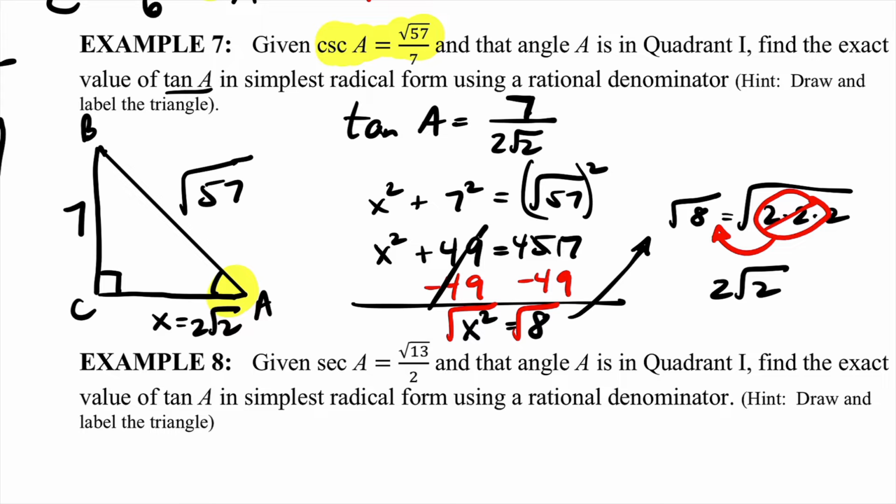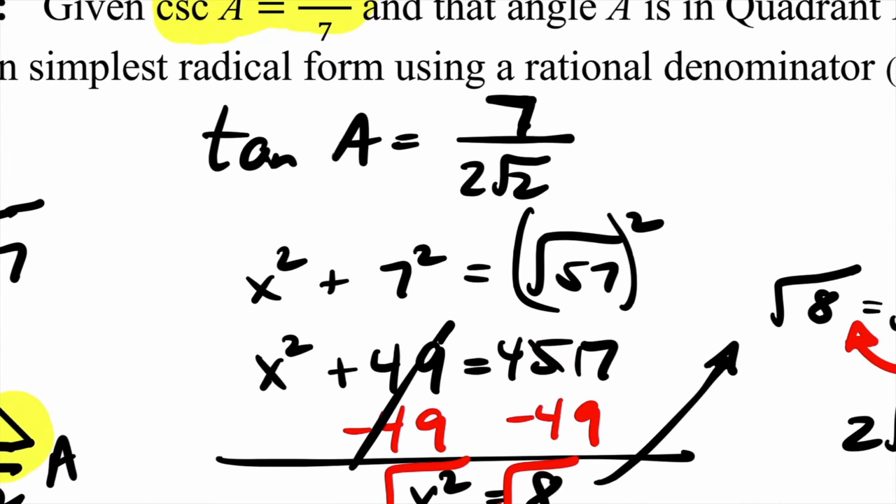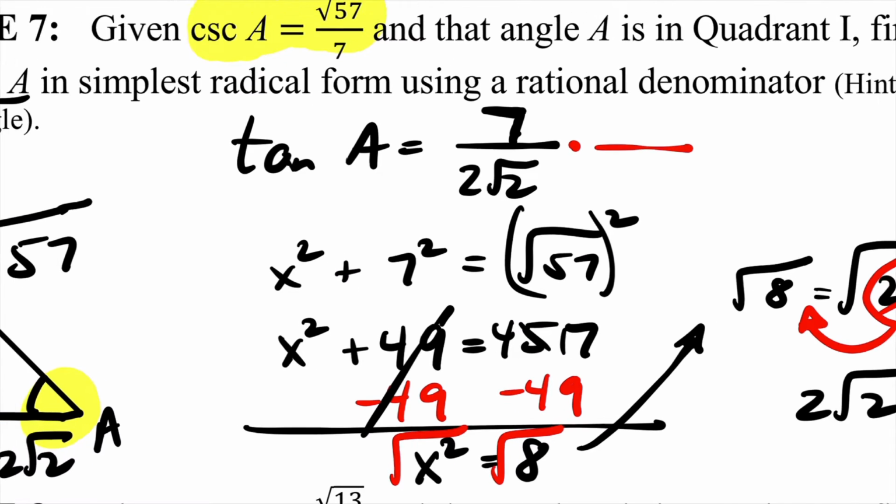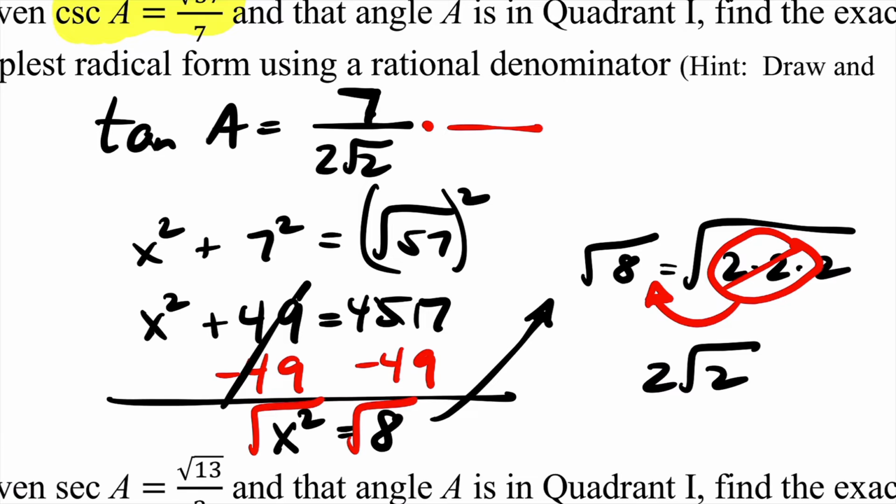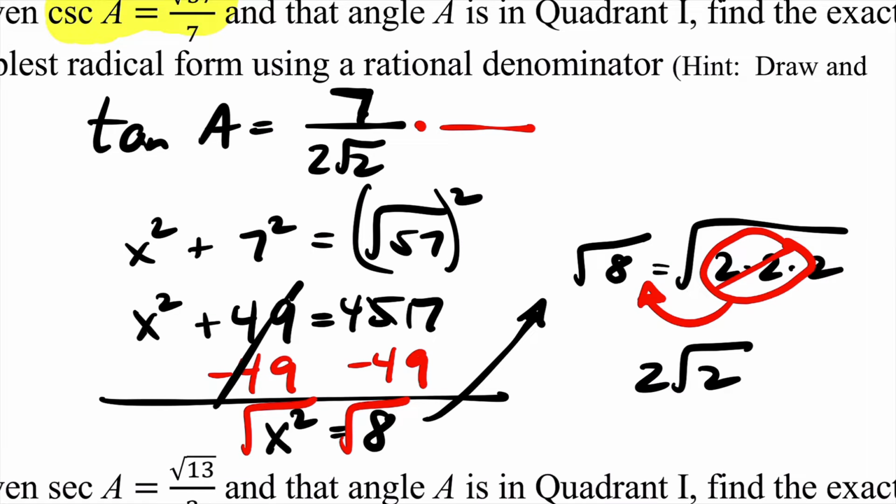So here's a question. What do we multiply the top and the bottom by? Yeah, what's the only part that's causing the issue? Is it the 2 on the outside that's causing the issue? No, that 2 is fine. It's the square root of 2 that's causing the issue. So whatever is causing the issue is what you multiply by. So that's what I'm going to multiply by.